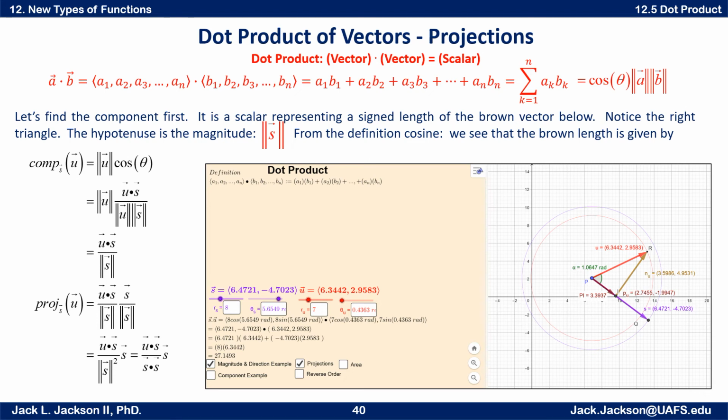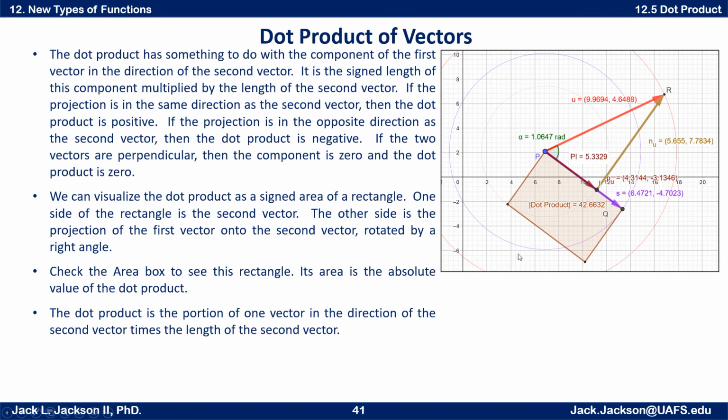Okay, so let's go a little bit more and say, can we think of this as an area? And yeah, it actually can be thought of as an area. So here's a picture here. So the dot product has something to do with the component of the first vector that's going in the direction or the opposite direction of the second vector. And look what happens here. It turns out to be the size of the component, the magnitude of this projection, times the magnitude of this one, that's the second vector.